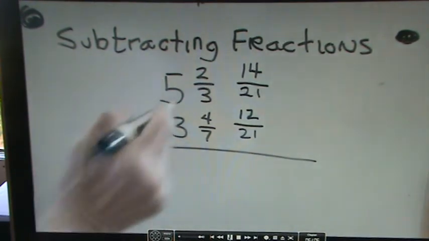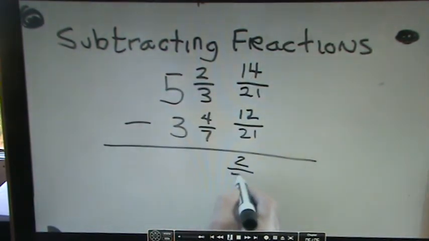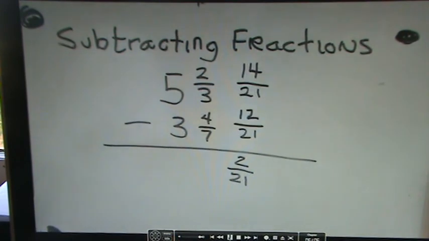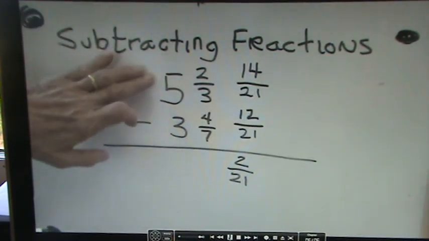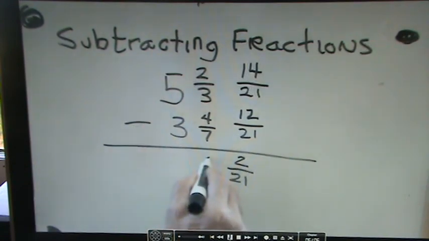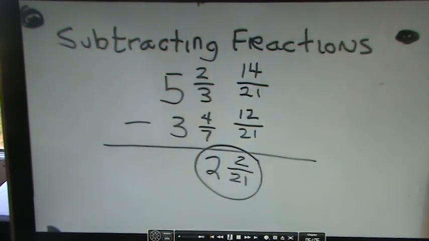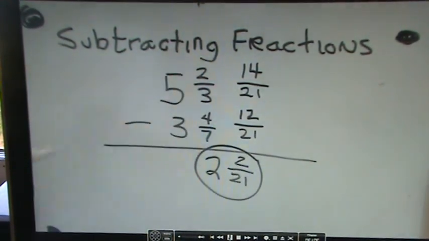So I can subtract 14 take away 12 is 2/21. That's a proper fraction, and it's in its lowest name, so I just leave it. So now I can deal with the whole number. Now I can subtract 5 take away 3 is 2, and that's the answer. So whether you're working with mixed numbers or fractions, the process is exactly the same.